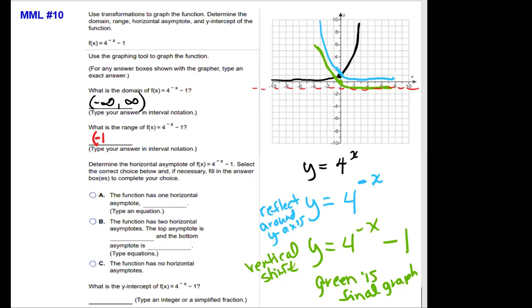You start at negative one, but don't include it. And then this graph, the green graph, is still going upwards. So that's to infinity. And then the horizontal asymptote would be the equation y equals negative one. And then they want to know where the y-intercept is. And the y-intercept is where it crosses the y-axis. That's the origin. So zero. Guys, got any questions on those so far?